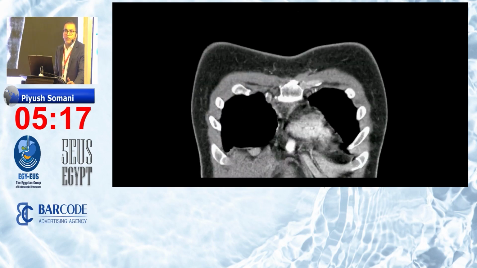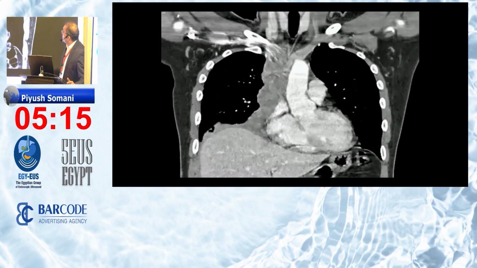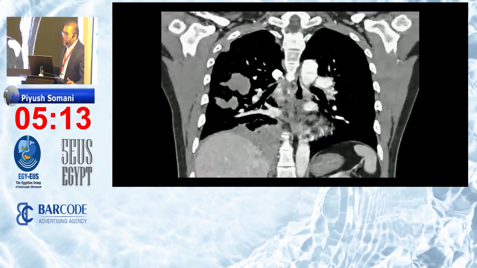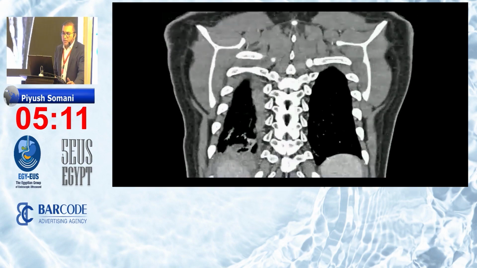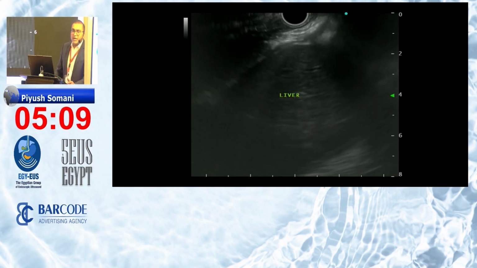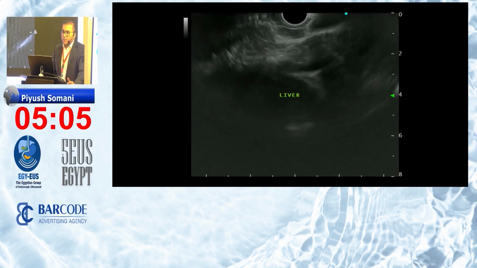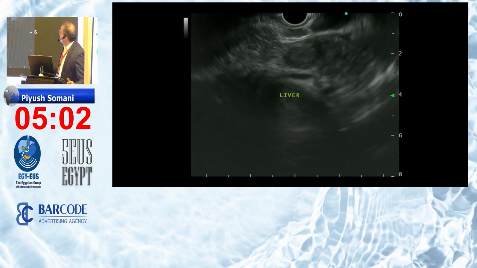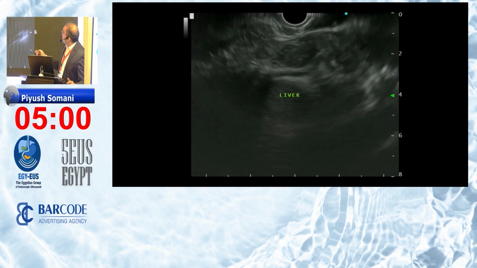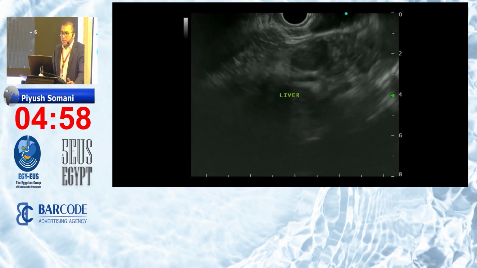This is the coronal view of the same mass. So easily we can see this is the mass here near towards the right side of the lung. Patient underwent EUS. As you can see, we have done the labeling in this video with the liver being there. And we can see another mass which has a different echo texture than the liver. This is the mediastinal mass which we can see here.